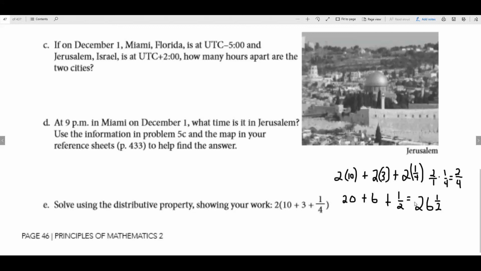Now, this should not be your final answer. You should have it all written out like this. So anytime it says to show your work, make sure you do show it somewhere. Let me know that you did understand how to do the distributive property.